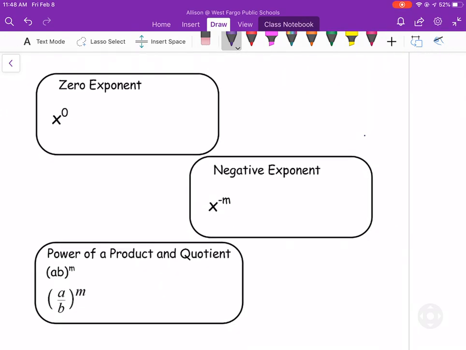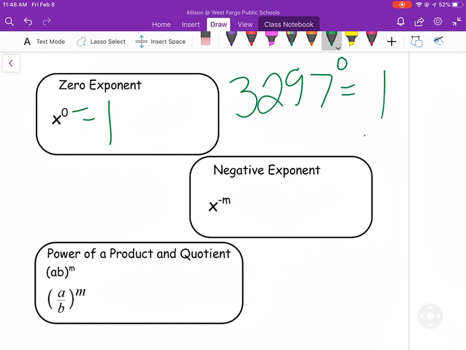The zero exponent rule. Anything raised to the zero power equals 1. I'll show you why that works as we do some examples here, but that's one that you really just want to memorize. Anything raised to the zero power equals 1. So even if you have 3,297 raised to the zero power, it equals 1.